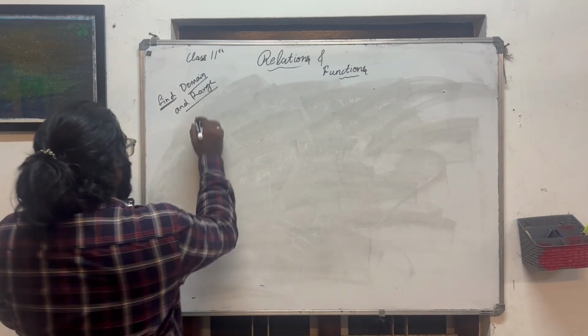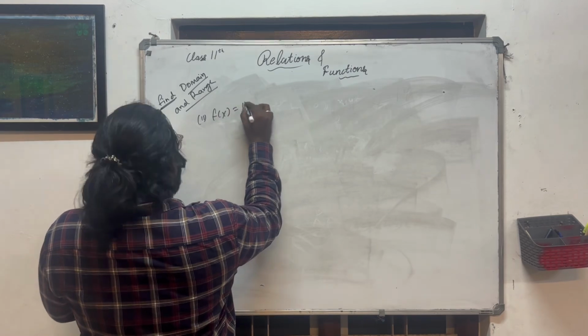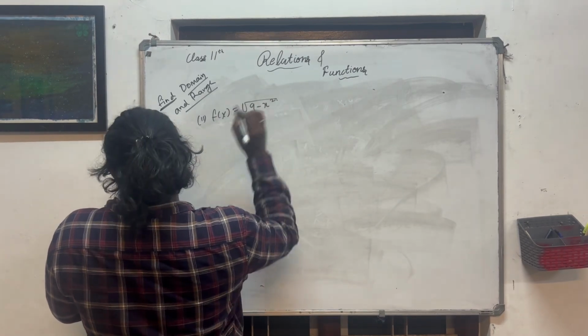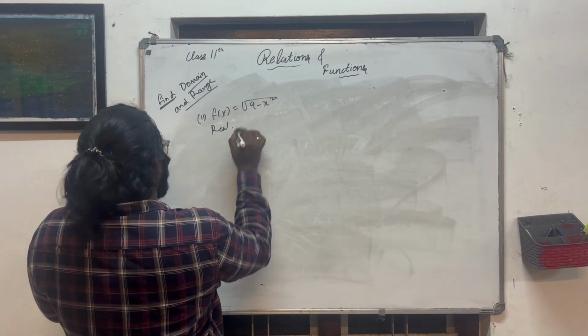Now we will have next question, dear students. Here we have f of x equal to root of 9 minus x square. तो ये भी रियल वैल्यू के लिए, रियल फंक्शन के लिए, रियल फंक्शन.